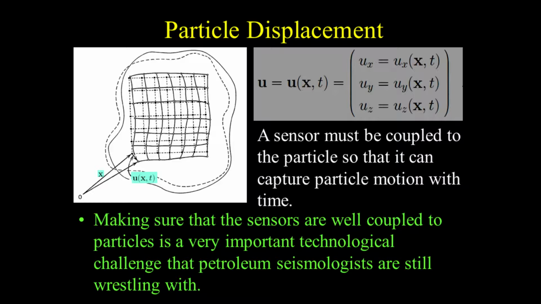Let's repeat this. For a given particle located at x in equilibrium, that is, t equals 0, its displacement at t is a vector. To measure the particle displacement, a sensor must be coupled to the particle so that it can capture particle motion with time. Making sure that the sensors are well coupled to particles is a very important technological challenge that petroleum seismologists are still wrestling with.